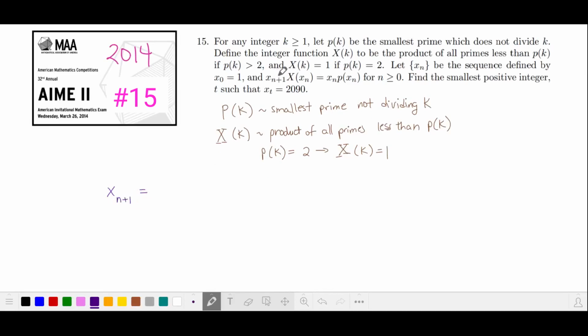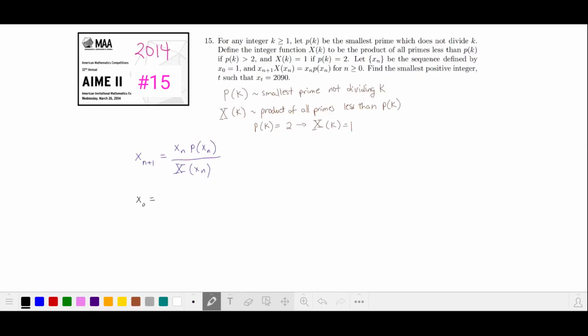Solving for x sub n plus 1, we take the previous number x sub n, multiply it by p of x sub n, and divide by capital X of x sub n. And we're given that x sub 0 is equal to 1, so we'll start with x sub 1. This is the previous x times p of x sub 0 over capital X of x sub 0.